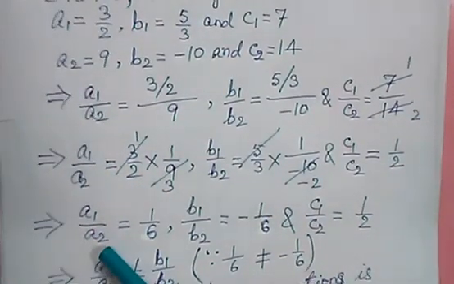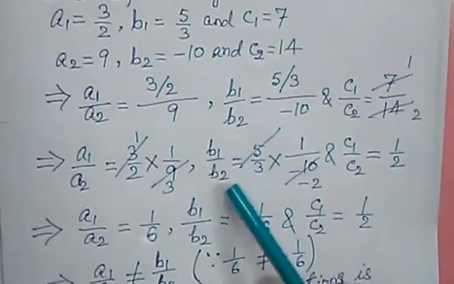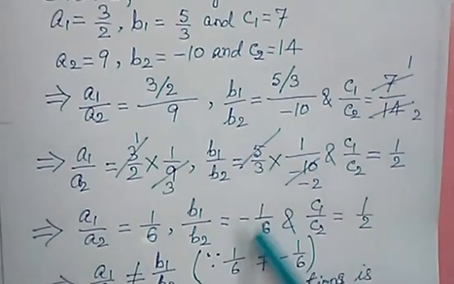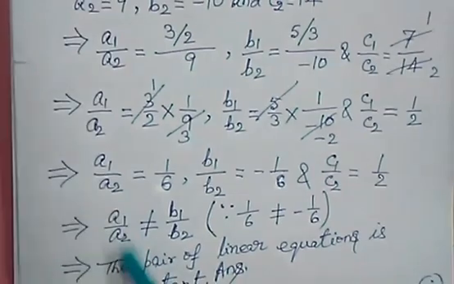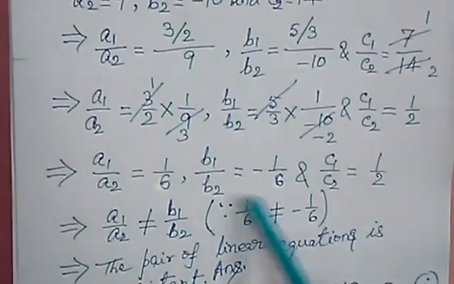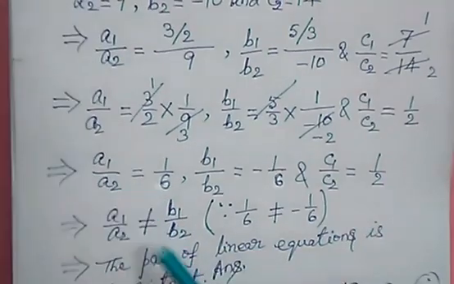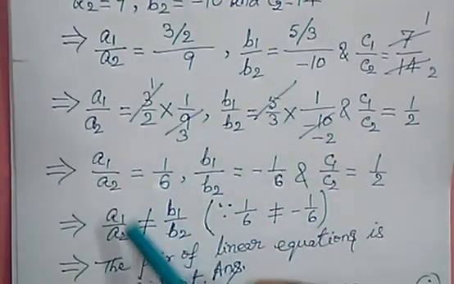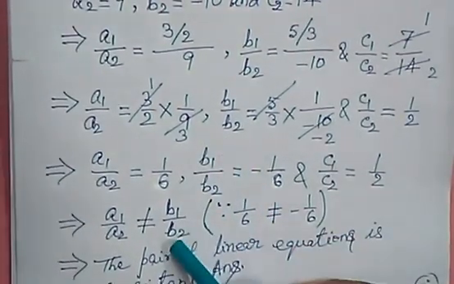We are mainly concerned here with the value of a1 upon a2, that is equal to 1 upon 6, since 2 threes are 6. Then b1 upon b2 is equal to minus 1 upon 6. So a1 upon a2 is not equal to b1 upon b2. What we see here is that 1 upon 6 is not equal to minus 1 upon 6. It means the ratio of the coefficients a1 upon a2 is not equal to the ratio of the coefficients b1 upon b2.